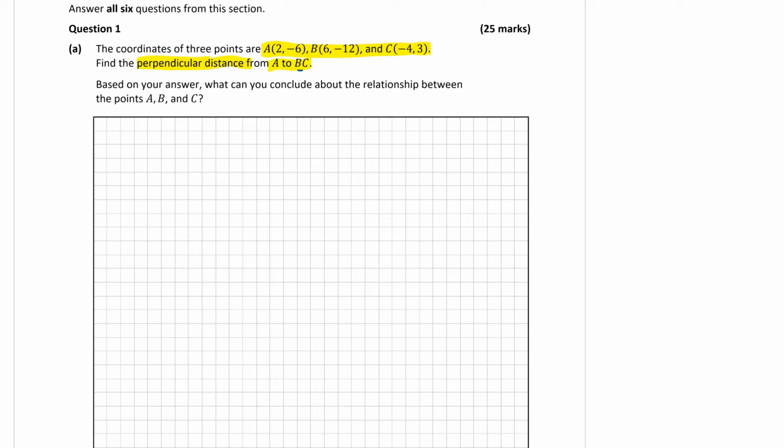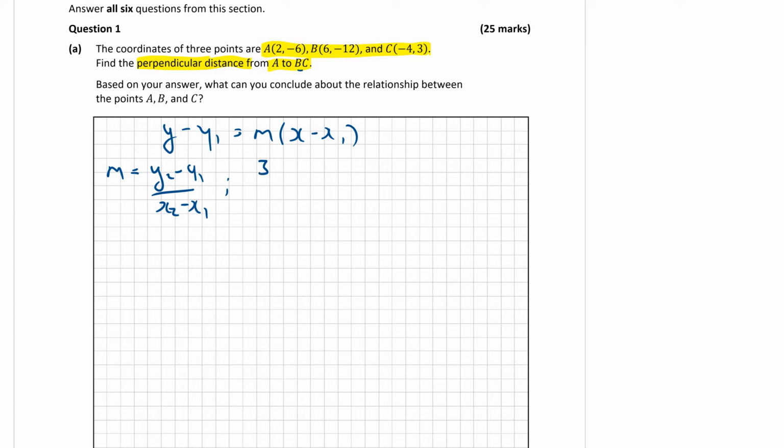The formula for the equation of the line is y minus y1 equals m times x minus x1, where x1 and y1 are a point, either B or C, and m is the slope of BC. So let's work out the slope of BC. Well, the slope is given by the formula m equals y2 minus y1 over x2 minus x1. So that's the change in the y's over the change in the x's.